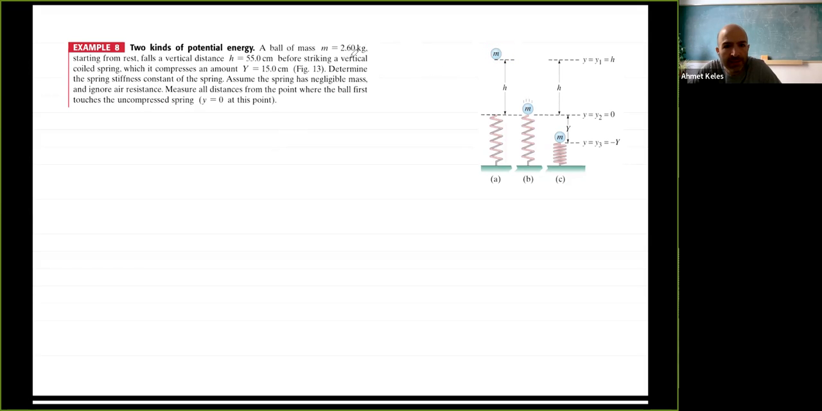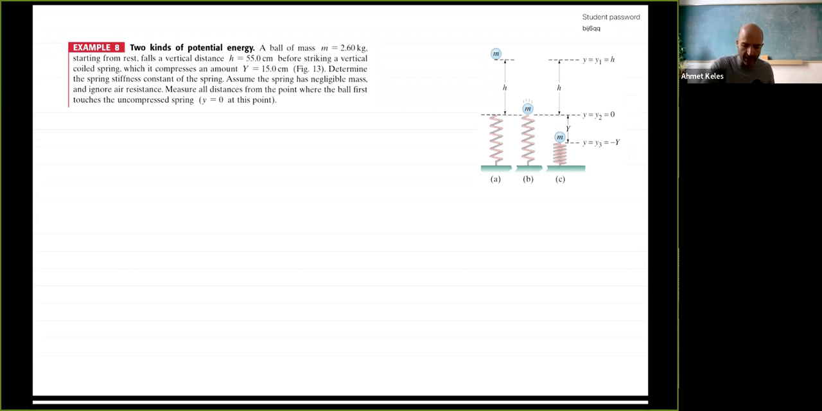Okay, the mass is given, and we are saying that it falls. When it hits the spring, it starts compressing the spring. When it reaches the maximum compression, it stops right here, right? Here you have only gravitational potential energy with respect to this reference point. Here you have only kinetic energy. And here you only have spring potential energy. Our task is to determine the spring stiffness constant K. What is it?